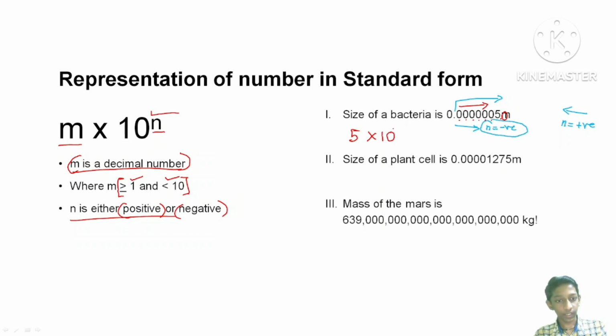So let's write here minus. Now what is the value of n? The value of n says how many places we have shifted the decimal. Like 1, 2, 3, 4, 5, 6 and 7. We shifted this decimal point 7 times so that it can come beside 5. So this will be 5 into 10 raised to the power of negative 7.